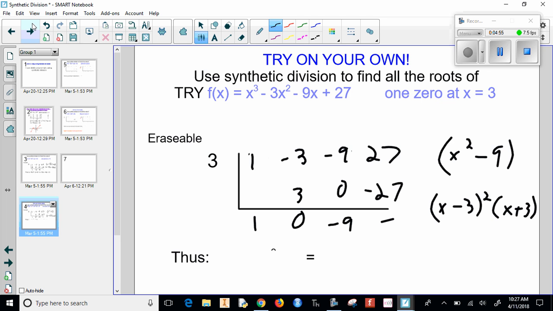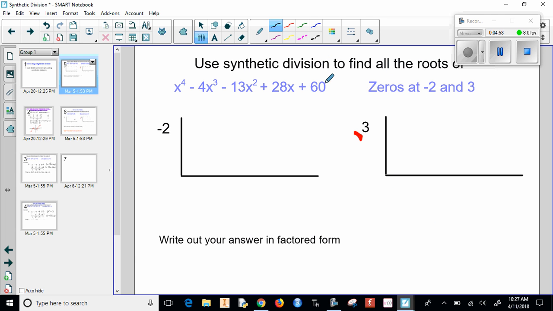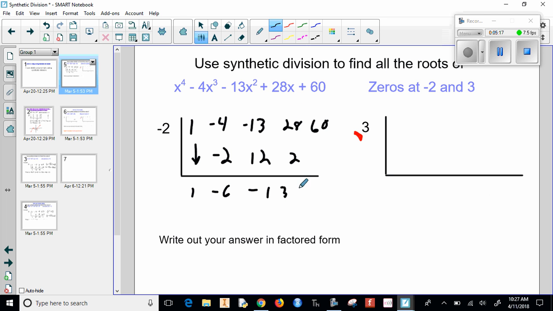All right. Now, if it's a bigger one like this, and they tell you there's a 0 at -2 and 3. So 1, -4, -13, 28, and 60. So that would be 1, -2, -6, 12, -1, 2, 30, -60, and that's done. So we know this divides evenly into it. So now what we have is x to the third minus 6x squared minus x plus 30.